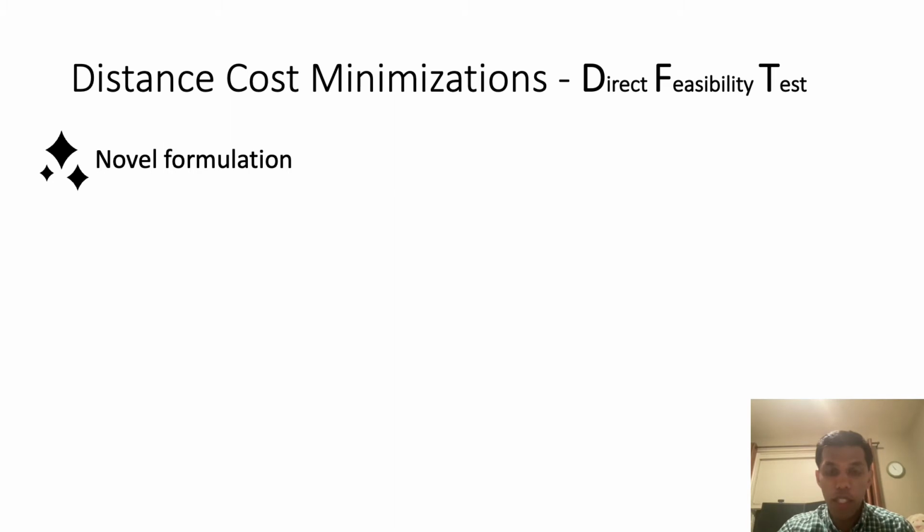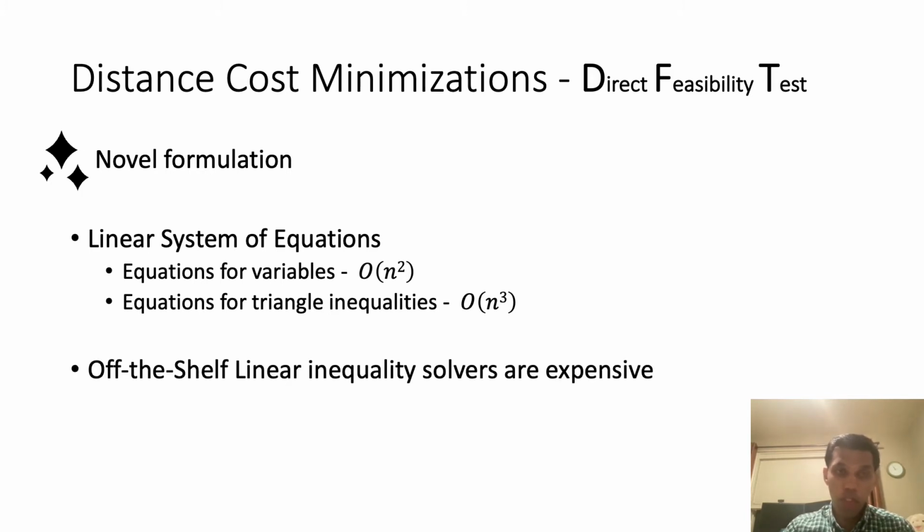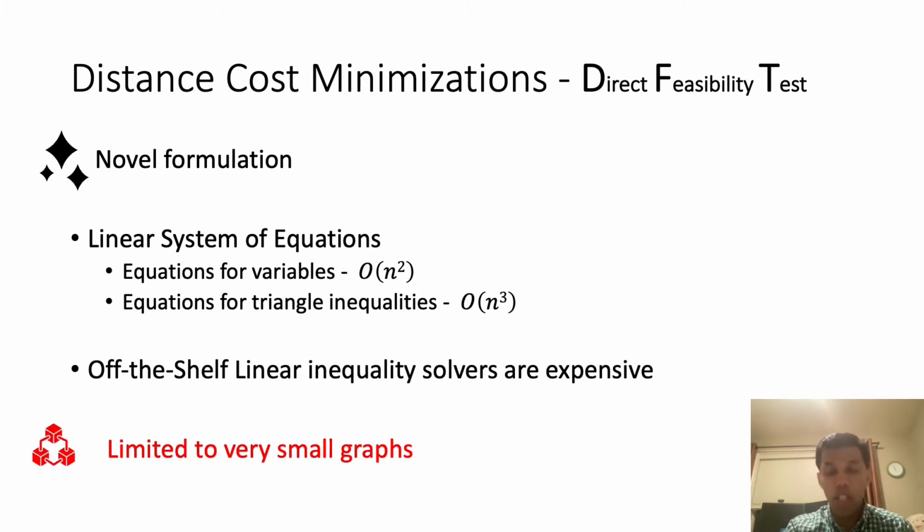The direct feasibility test, through the reauthoring of the if statement, is a very novel formulation of the proximity search problem, which was not studied previously. This introduces a system of linear equations. The number of variables is in the order of n squared, and the number of triangle inequalities is in the order of n cubed. Off-the-shelf linear inequality solvers are expensive, so the direct feasibility test, finding regions in order to save distances, is only applicable to small graphs, and it is not scalable even to medium size graphs.